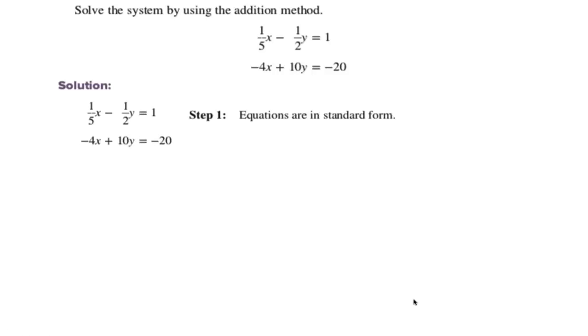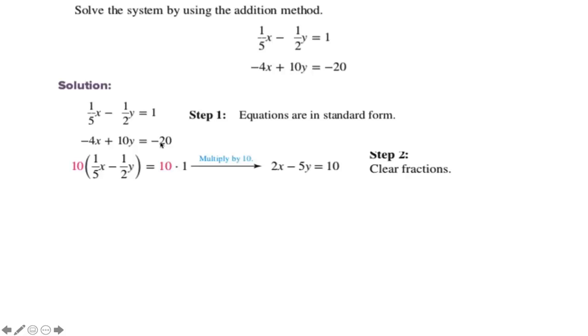Okay, same thing here. Everything is already in standard form, so we don't have to do that part. And then the next thing is we're going to clear the fractions. So notice we have some fractions here. When we work with these, we don't want to have any fractions, so we're going to multiply everything by 10. The reason why I picked 10 is because 5 and 2 here, 10 is the least common multiple of them, and so when we multiply by 10, we can eliminate the two denominators.